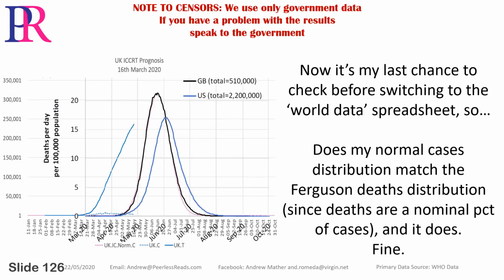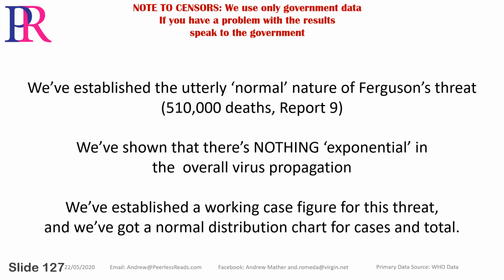Now it's my last chance to check before switching to the world data spreadsheet, so does my normal cases distribution match the Ferguson deaths distribution, since deaths are a nominal percent of cases? And it does. Fine. We've established the utterly normal nature of Ferguson's threat, 510,000 deaths, report 9. We've shown that there's nothing exponential in the overall virus propagation. We've established a working case figure for this threat, and we've got a normal distribution chart for cases in total.